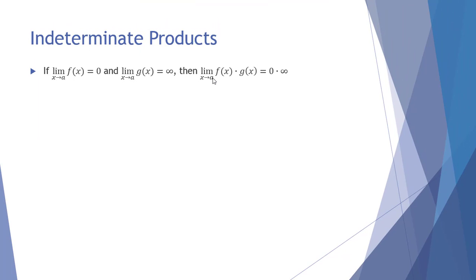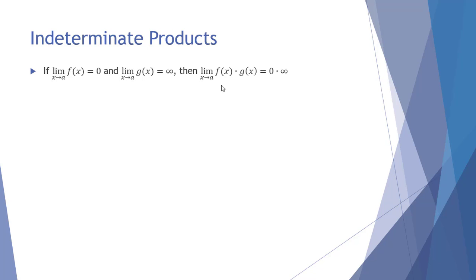Now we wanted to discuss indeterminate products. We've already mentioned them. If you take the limit of f of x as x approaches a and you get 0, and then you take the limit as x approaches that same a of g of x and you get infinity, then when you take the limit of the product of those two functions, that's when you're going to start to get that 0 times infinity indeterminate product. Okay, so we mentioned this in the first slide that had the list of indeterminate forms on there.